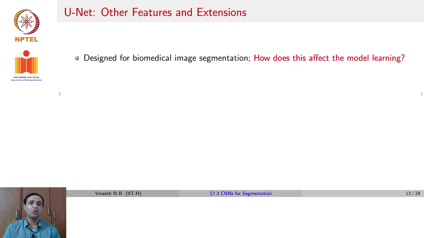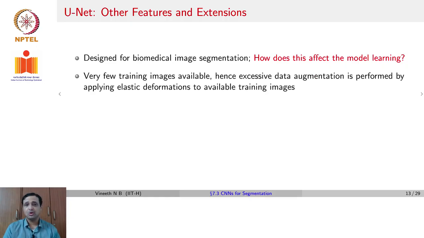UNet was originally proposed for biomedical image segmentation. It was in fact published in a medical conference, MICCAI. How do you think this can affect the learning of the UNet model? Biomedical image segmentation has some unique challenges. Firstly, often you do not have training data sets which are of the order of 1 million or even tens of thousands. Very few training images may be available.